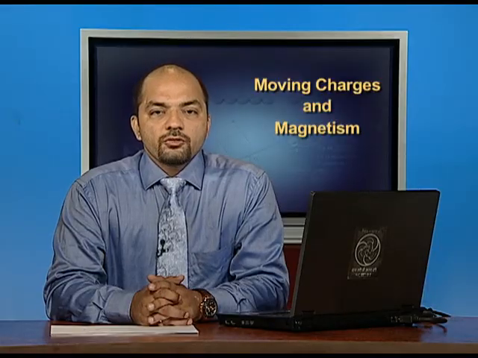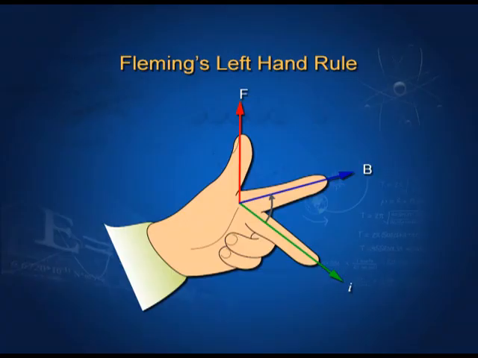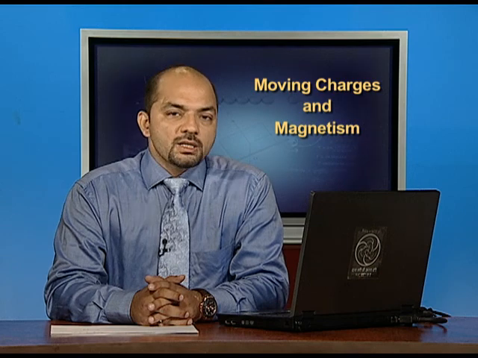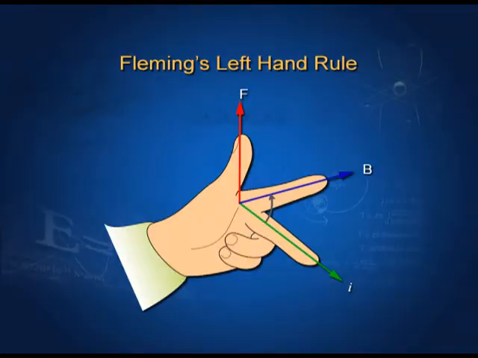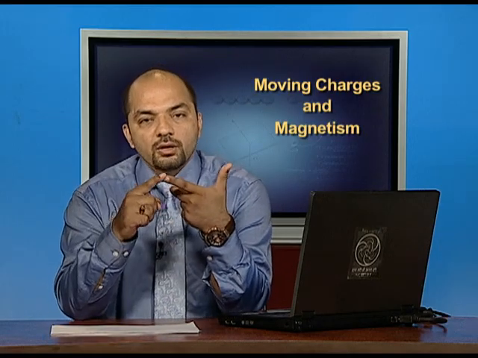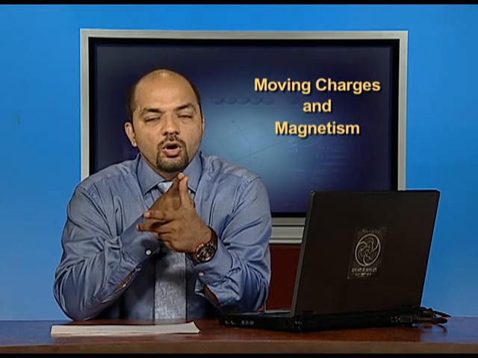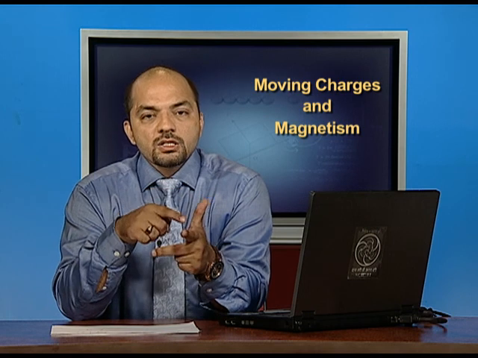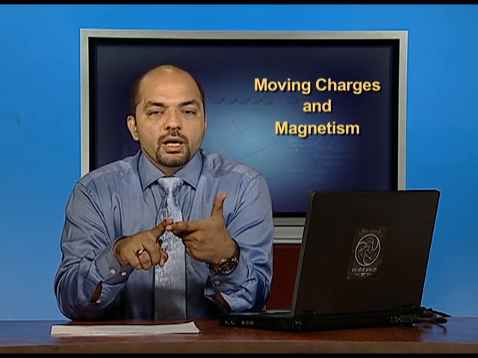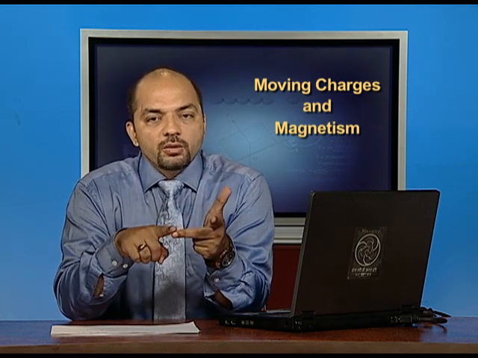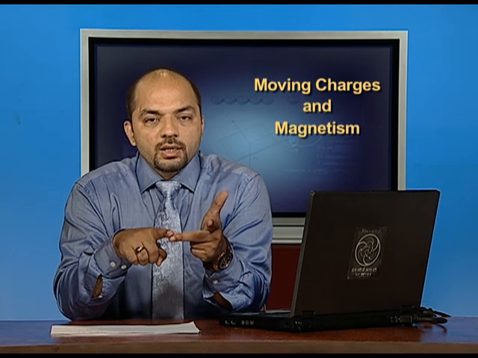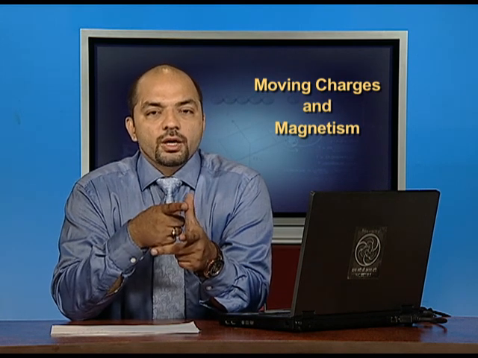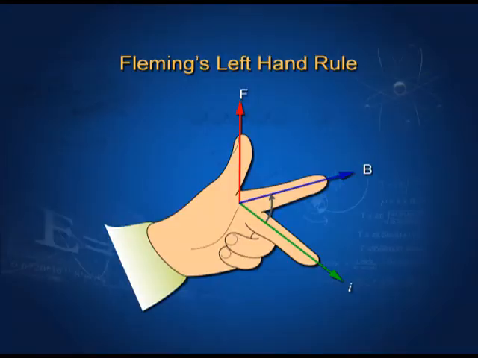The direction of the force is obtained using Fleming's left hand rule. It states that if we stretch the forefinger, middle finger and the thumb of our left hand mutually perpendicular to each other in such a way that the forefinger points in the direction of the magnetic field and the middle finger points in the direction of the current, then the thumb will point in the direction of the magnetic force.